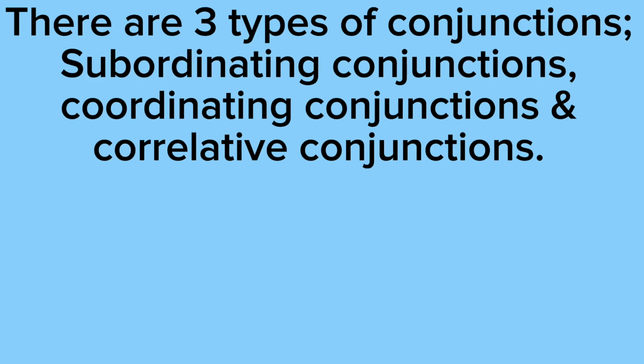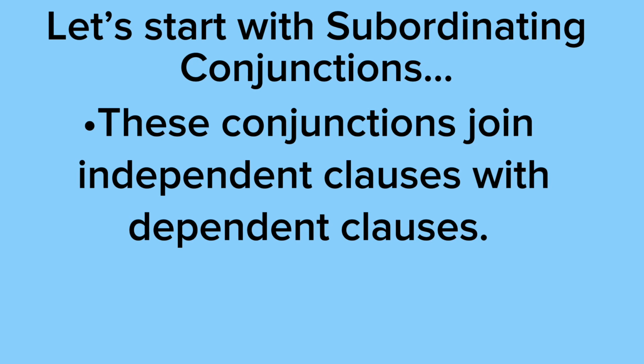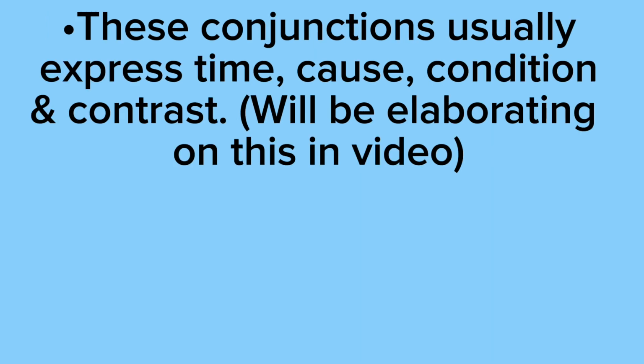There are 3 types of conjunctions that I'll be discussing: subordinating conjunctions, coordinating conjunctions, and correlative conjunctions. So we're going to start with subordinating conjunctions. These conjunctions join independent clauses with dependent clauses. These conjunctions indicate a relationship between the clauses. These conjunctions usually express time, cause, condition, and contrast, and I'll be elaborating on this in the video.